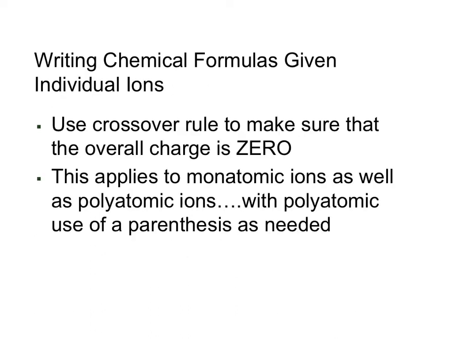When writing chemical formulas from ions, we can use what we call the crossover rule to make sure that our overall charge is 0. This will apply to monatomic ions as well as polyatomic ions. We do have to remember, however, that with polyatomic ions, we might have to use parentheses to indicate the total number of the entire polyatomic ion. We'll see some examples of that in a minute.